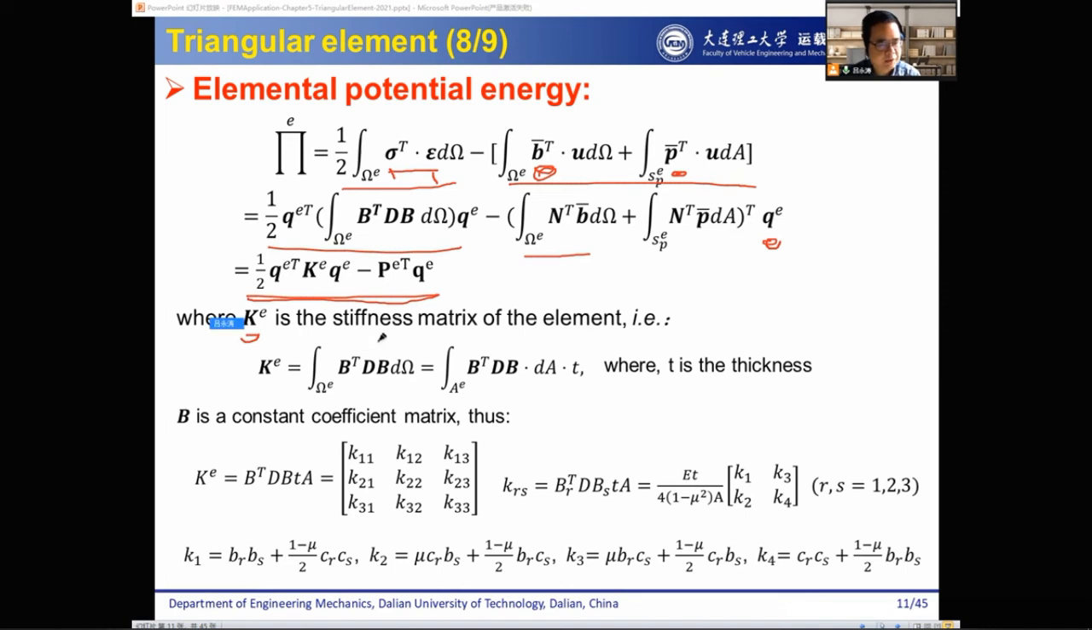K is the element stiffness matrix, and the formulation for the element stiffness matrix is similar to the one we obtained for the bar and for the beam element. So it's the B matrix times D, the material stiffness matrix, and then B again. And B is a constant coefficient matrix, and therefore we have the exact format for the K.